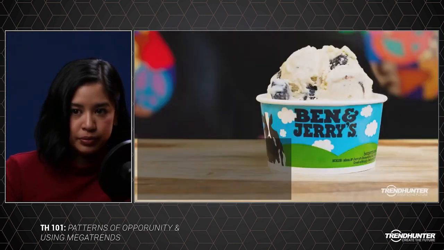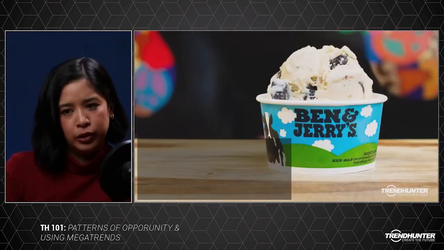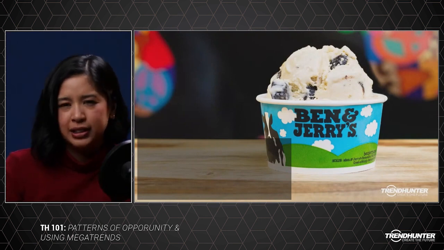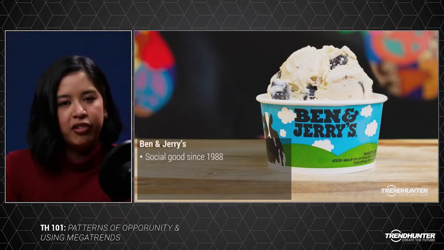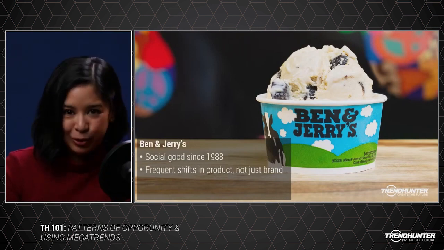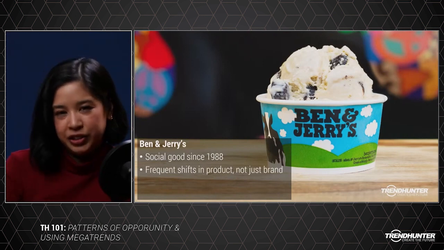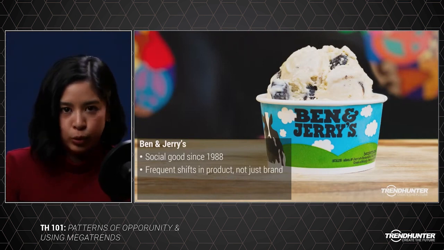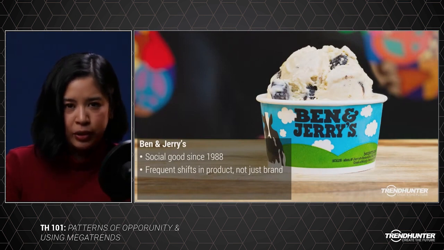Now, there are a few brands who are really well-known case studies for doing this catalyzation work, and I think Ben & Jerry's is one of them. They have been in the social good game since 1988 when they started making ice cream. Now, what I love about Ben & Jerry's and their approach to social good is that it's not just about a corporate social responsibility campaign. It's not just about changing the branding to align to a cause.